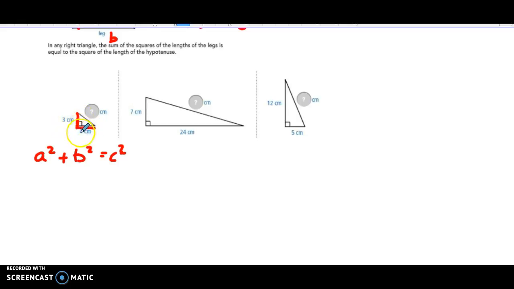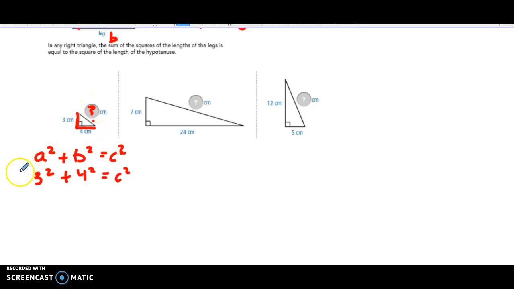And I know that those are the legs because the hypotenuse is across from the right angle. So the hypotenuse has to be this side, which is unknown at this point. So I'm going to substitute 3 in for one of the legs, 4 in for the other leg. When I square those and add them, it's going to equal the square of the hypotenuse.